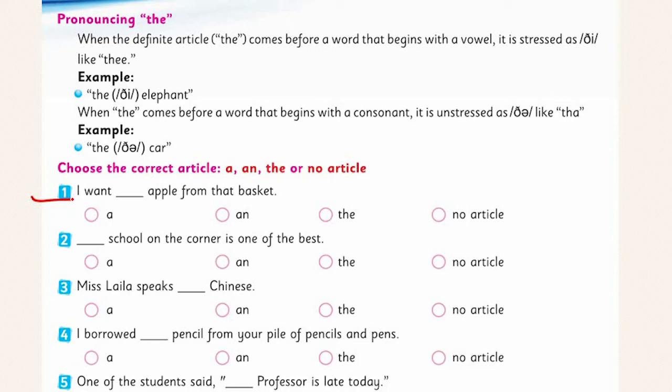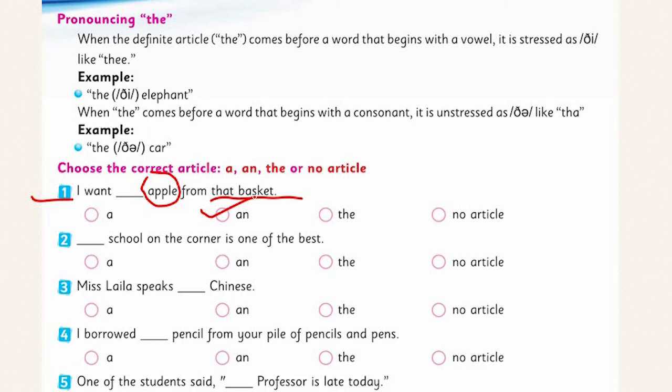Now, in the basket there can be many apples. What does he need? I want an apple, not a specific apple. The person doesn't want any specific apple here. He wants one apple from the basket because there are many apples in the basket. Or might be any other fruits in the basket, but he needs one apple, one singular apple. So apple is starting with the vowel sound here. So what will we choose? Yes, and here is the right answer.